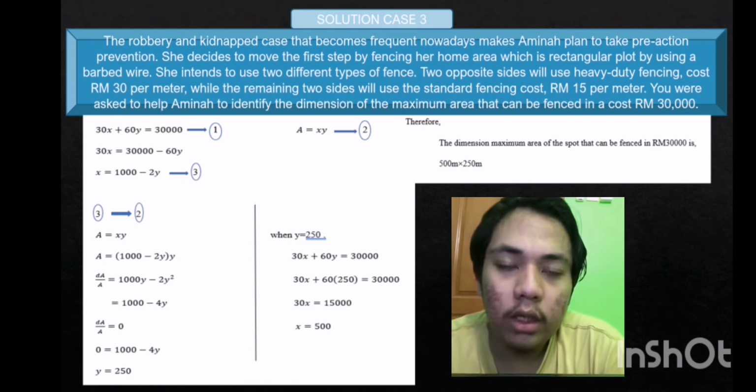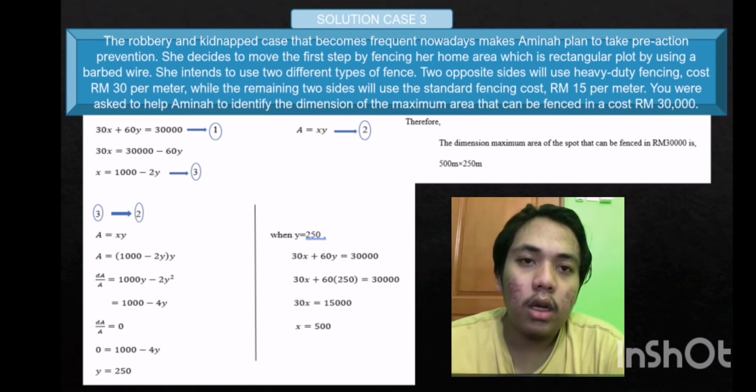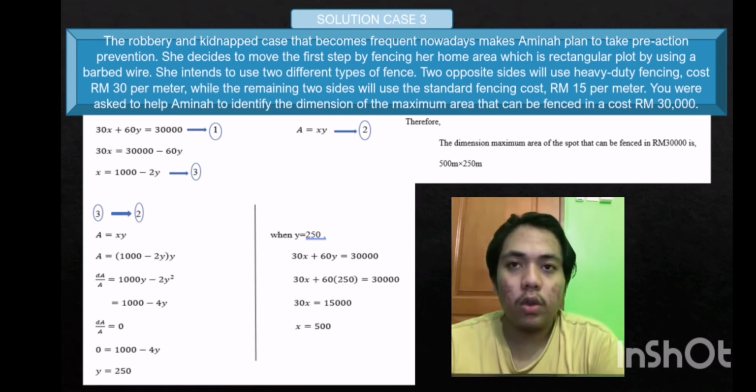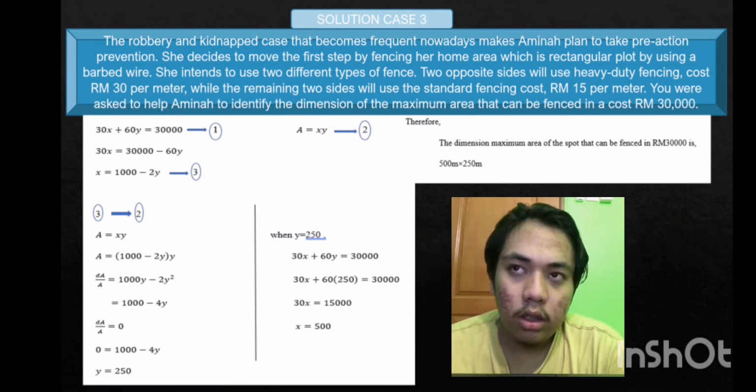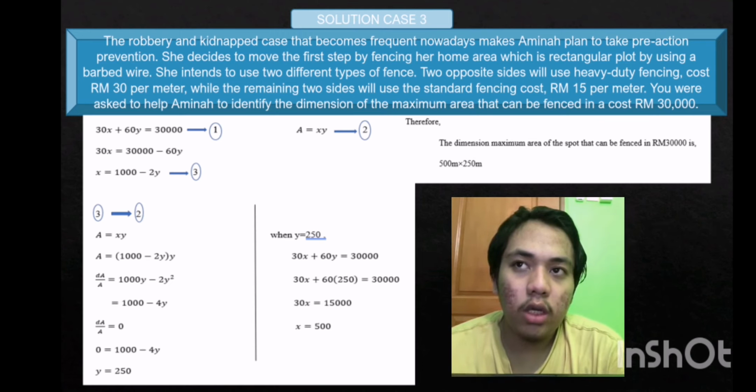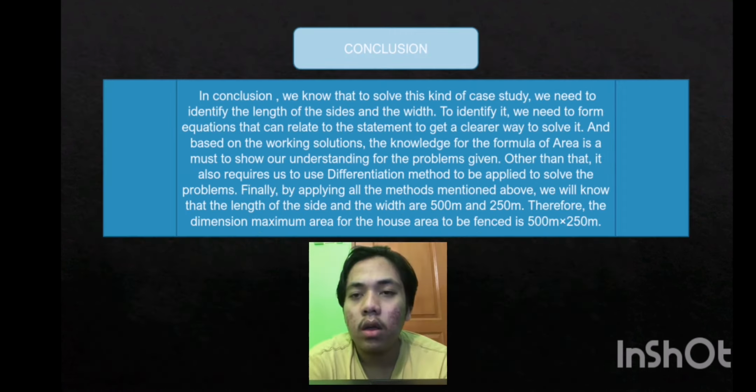So when you find the result of y, which is 250, you need to substitute it back into equation 1, and then after you substitute the value of y into equation 1, the last one is the conclusion.